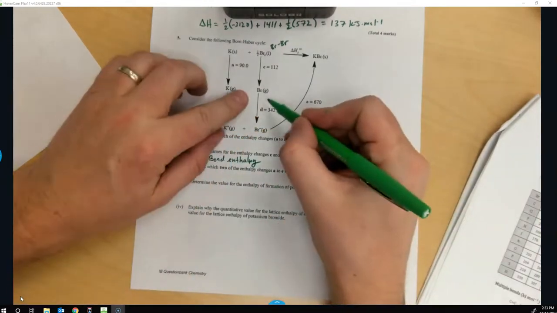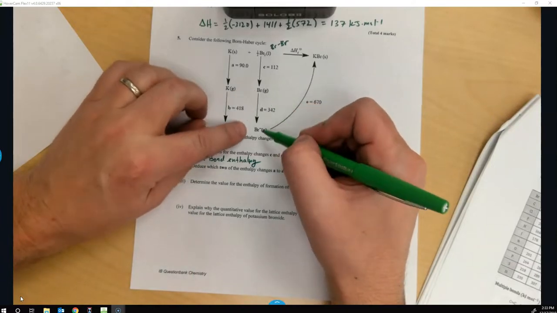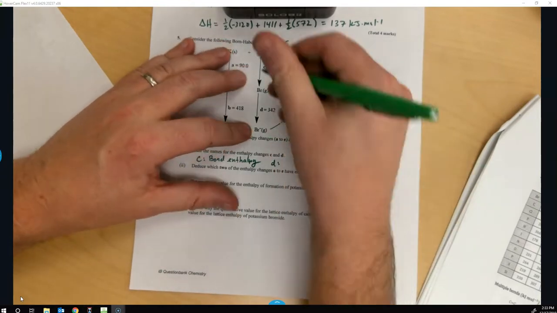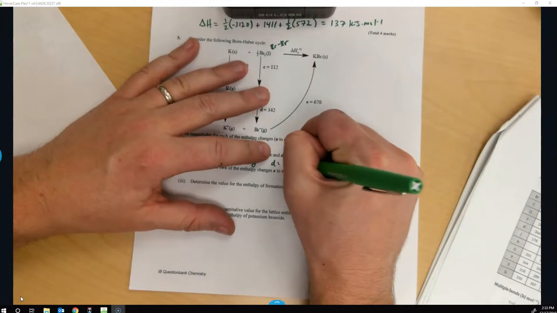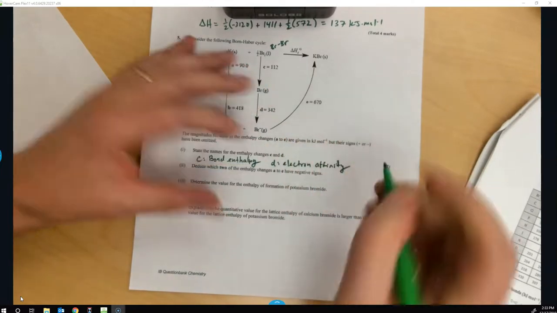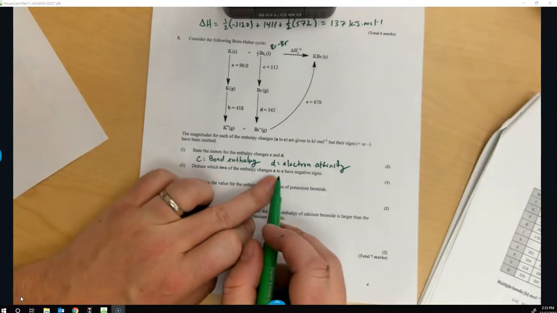And for D, here we're going from bromine atoms into bromide ions. They're anions. So D is the addition of electrons, which we call electron affinity, or at least the energy associated with that process. Then deduce which two of the enthalpy changes have negative signs.